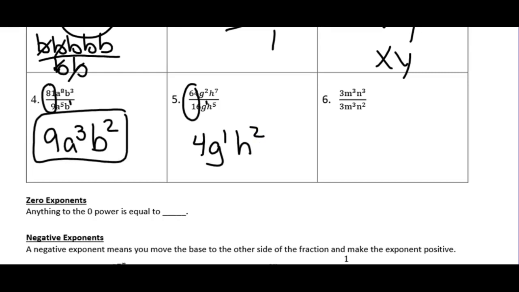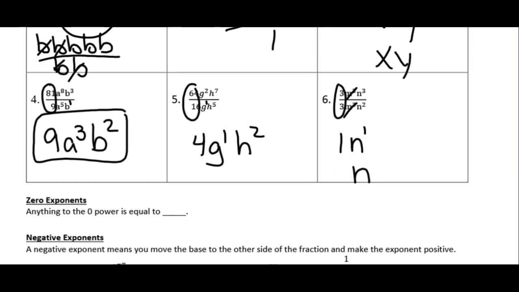For number 6, 3 divided by 3 is 1. There's 3 m's on top, 3 m's on the bottom, so they would all cancel out, so I don't have any more m's. Or 3 minus 3 is 0. Looking at the n's, there's more n's on top. How many more are up there? There's 1 more. This can also be written as just n.